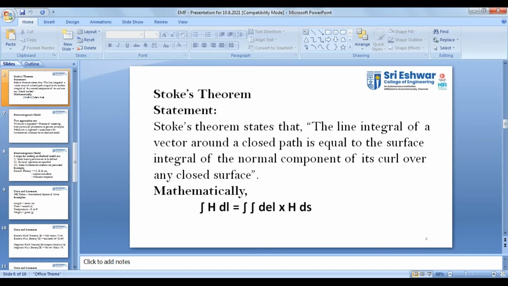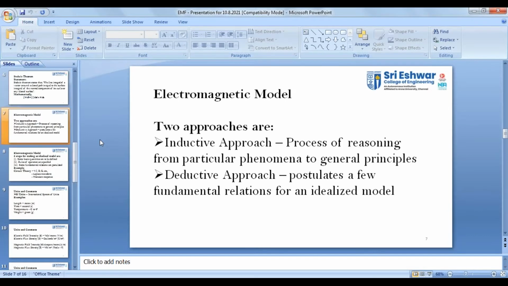We'll be using divergence theorem and Stokes theorem in the derivations, so have these 2 definitions in your mind always. The line integral of H dl equals the surface integral of del cross H ds, which is the statement of Stokes theorem. Next we will be seeing something called the EM model, electromagnetic model.